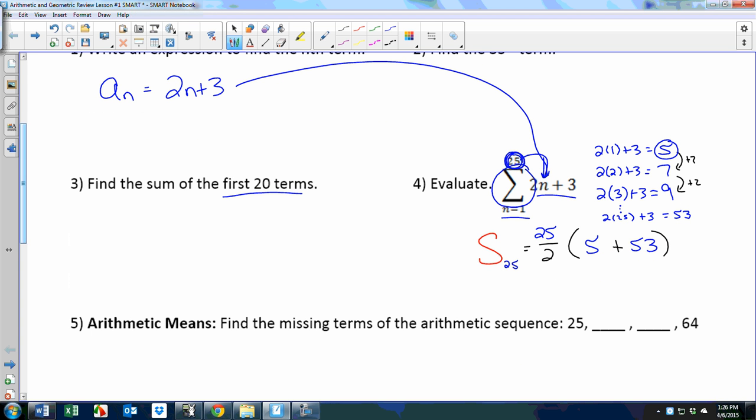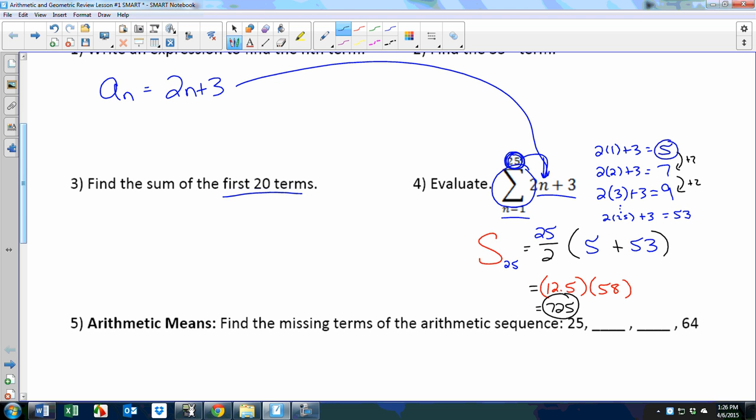So again, option 1, you could have just continued listing 5 plus 7, 9 plus 11 plus 13, all the way to 25 terms, or you can use this shortcut. And again, we're focusing on the formula, so we're using the shortcut. 25 divided by 2 is 12 and a half. Multiply that times 58, 5 plus 53, and you get 725.